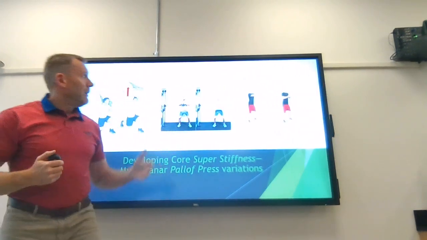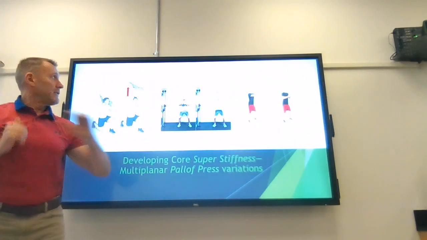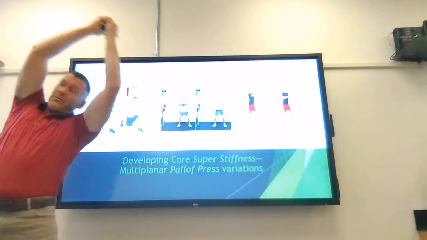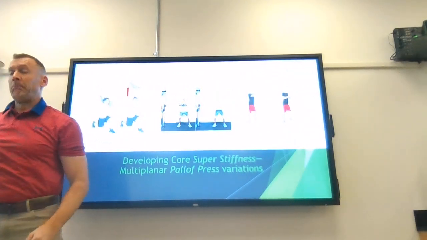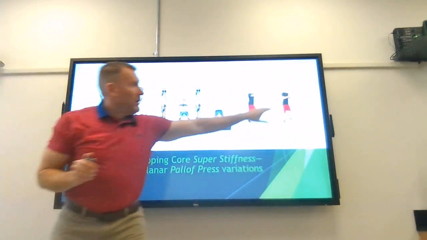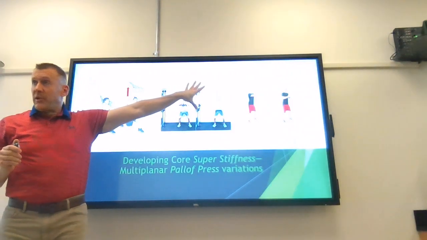Transverse, right? Okay, here, pallof press, vertical pallof press. If he relaxes here, where's he gonna go? This way. So what plane is that? Resisting motion in the frontal plane. So resisting motion through the transverse plane, resisting motion through the frontal plane.